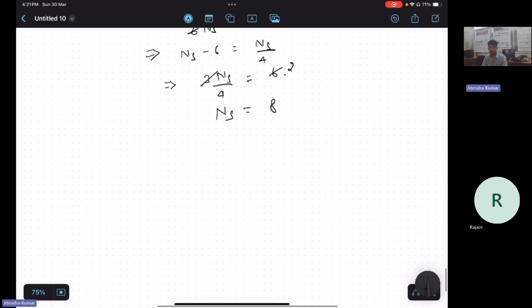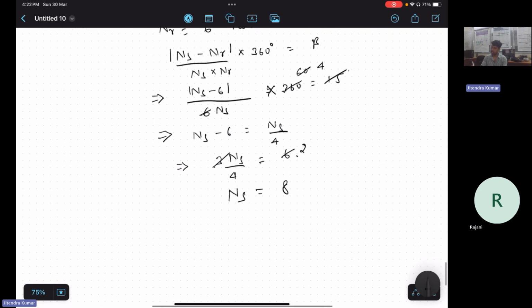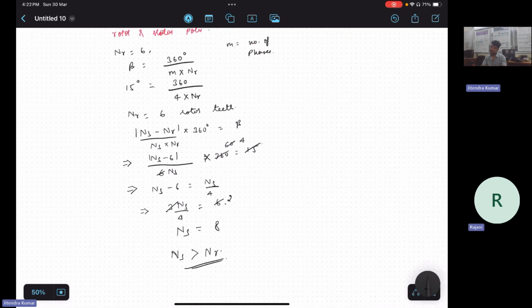Okay, so this problem we'll solve one more time. This time we'll have NS greater than NR. Here NS is higher than NR. Now one more condition: NS less than NR.